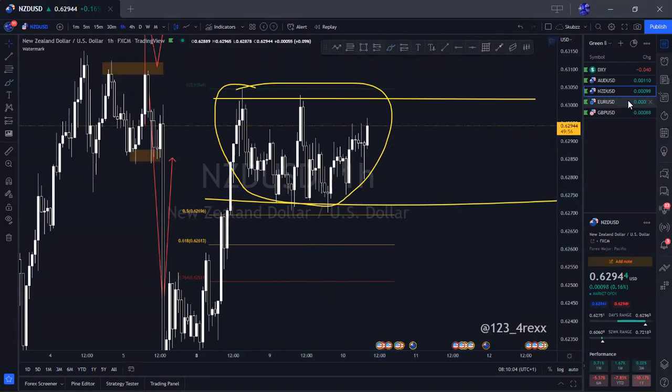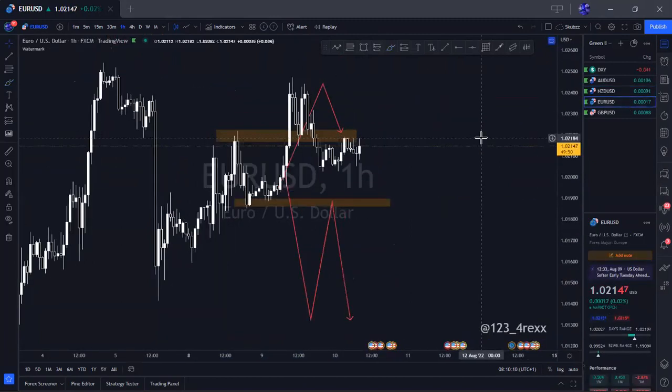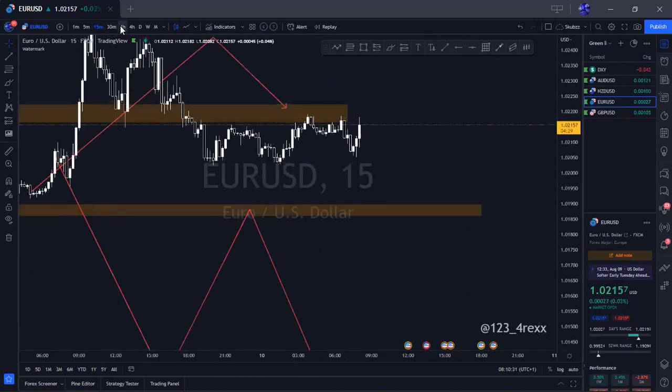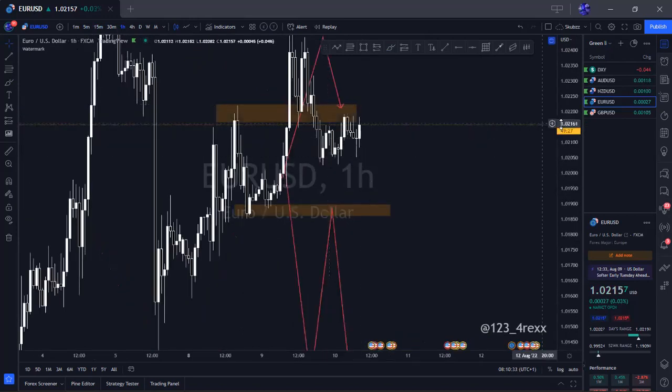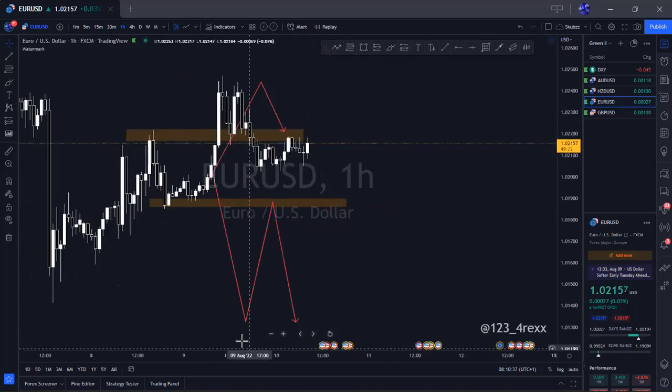Then Euro USD. We actually analyzed that, and we were looking out for a break to the upside and then the retest. We actually had it yesterday, but I missed it. I was paying attention to USD JPY. I did not see this one. I did not even have any entry criteria. But now we're inside this whole range again and we're tapping.